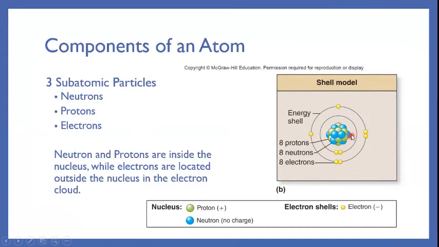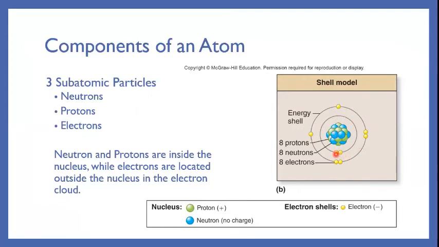Neutrons and protons are both located inside the nucleus of the atom. This nucleus is going to give you the weight of that atom. If you have 8 protons and 8 neutrons, that means our weight is going to be somewhere around 16.